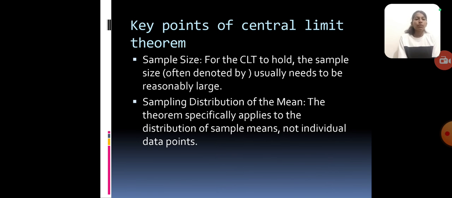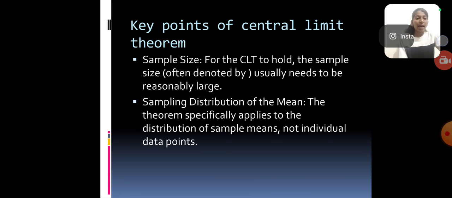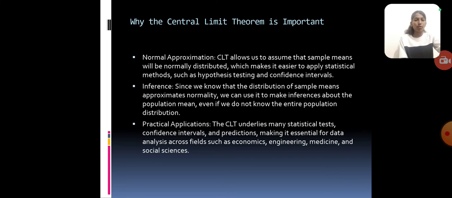Next, key points of the central limit theorem. First, sample size. For the central limit theorem to hold, the sample size, often denoted by n, usually needs to be reasonably large. Second, sampling distribution of the mean. The theorem specifically applies to the distribution of sample means, not individual data points.